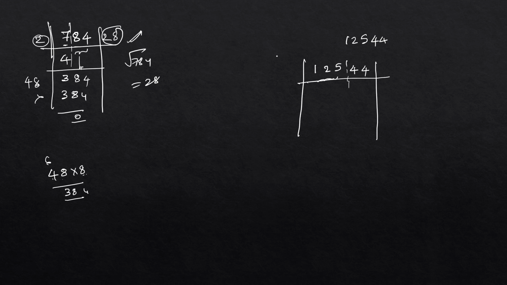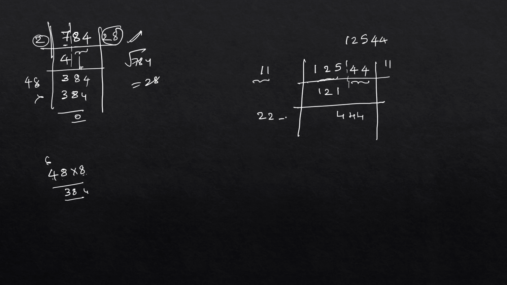10 square is 100. 11 square is 121. 12 square is 144. No. So go for 11 square. So I am writing 11. 11 11s are 121, and the remainder is 4. And you put these digits as it is, 444. And now what you have to do? We have to double this 11. It will become 22.